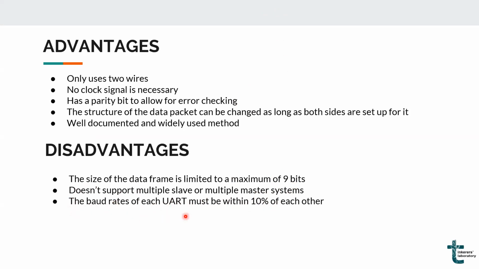The baud rate of each device must be the same for UART. So you cannot have one at 9,600 bauds and another at 115,200 bauds. The baud rates should be within 10% of each other for the communication to work flawlessly between the devices.